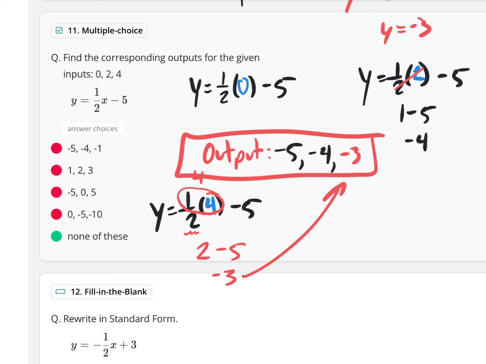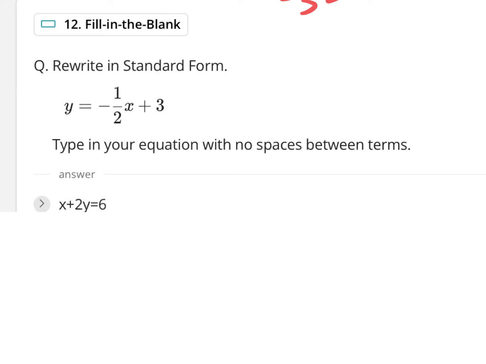Let's jump to the next question. Rewrite in standard form. What is standard form?